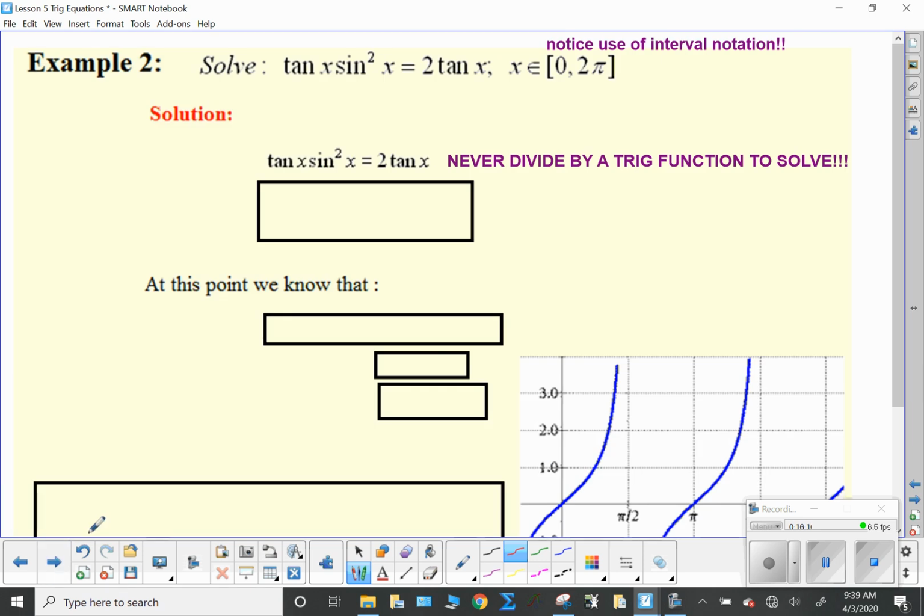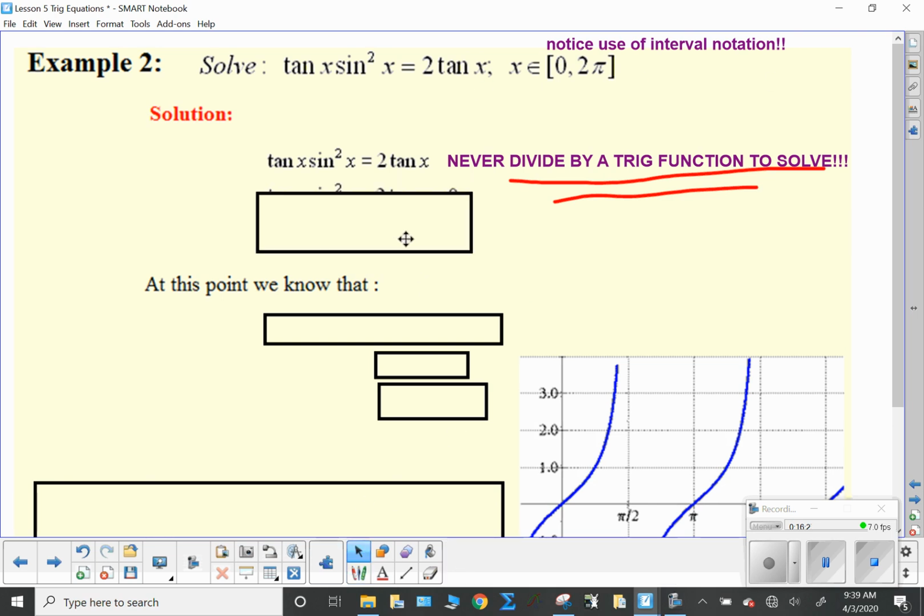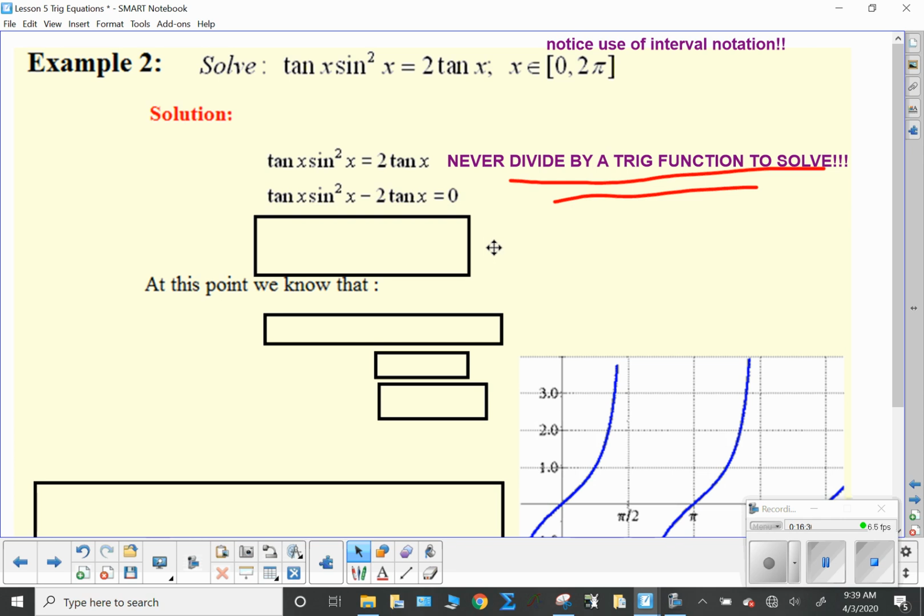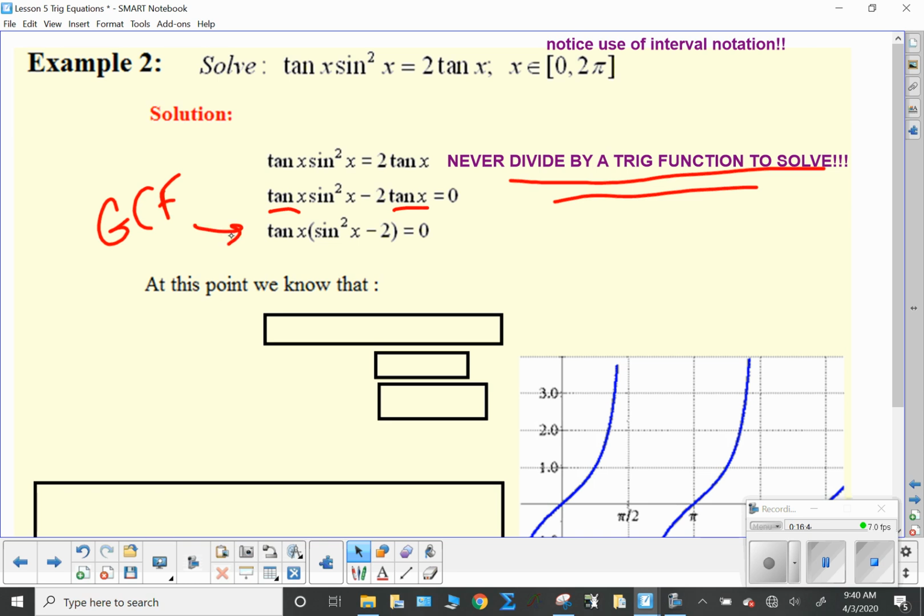Now, notice I've got tan x sine squared x is equal to 2 tan x. Remember what we said. We never divide by a trig function to solve. So, first thing I'm going to do is subtract 2 tan x from both sides. Okay? Now I can factor. I factor out, I've got tangent x and tangent x. So I take out a greatest common factor. Now I have tangent x times sine squared minus 2 is equal to 0.